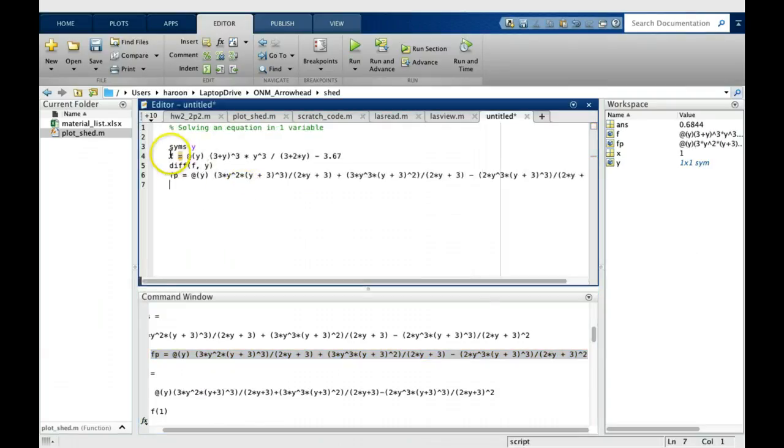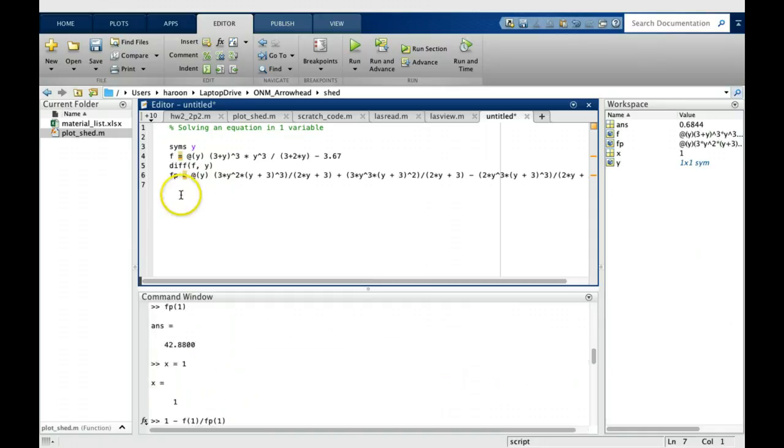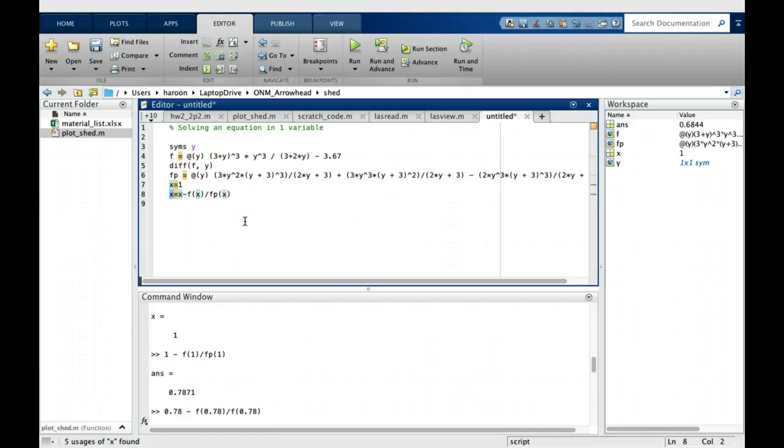And once we have the function and its derivative defined, then all we have to do is just initialize some value, x is equal to 1, for example, and then keep running the line x is equal to x minus f of x divided by fp of x. So this will continuously keep updating the x value with a new estimate of the solution of the equation. So this concludes the tutorial about how to use Newton-Raphson method.